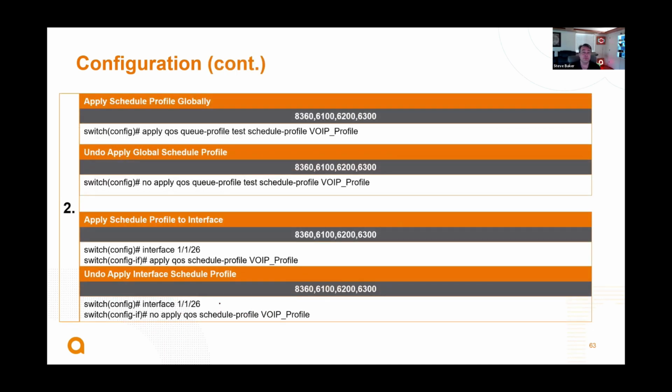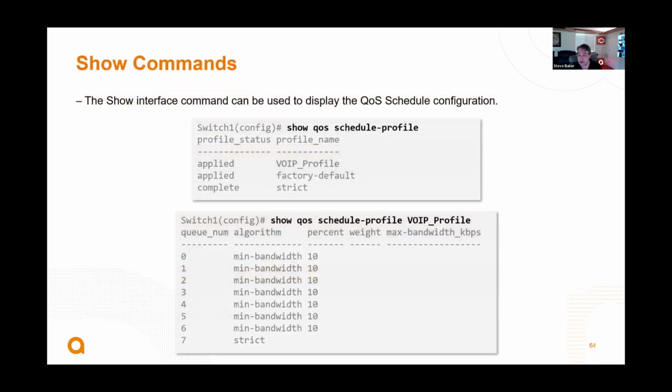Then we would apply this profile either globally, using the apply qos queue-profile command, or we would apply it to the interface. To take it off the interface, you would do the no command. Here, I wanted to show you an example of a queue profile that's been deployed. You'll see the VoIP profile has been applied. If you do the show qos schedule-profile command with the VoIP profile name, you can see the configuration with minimum bandwidth.